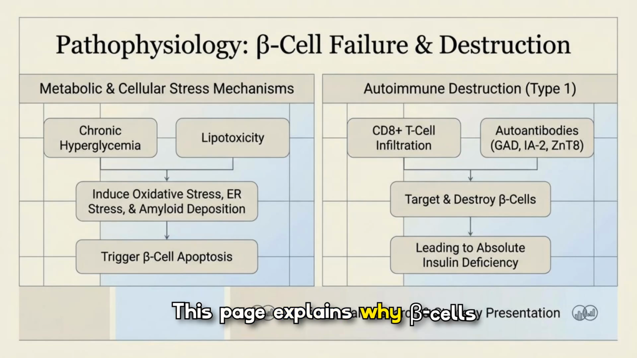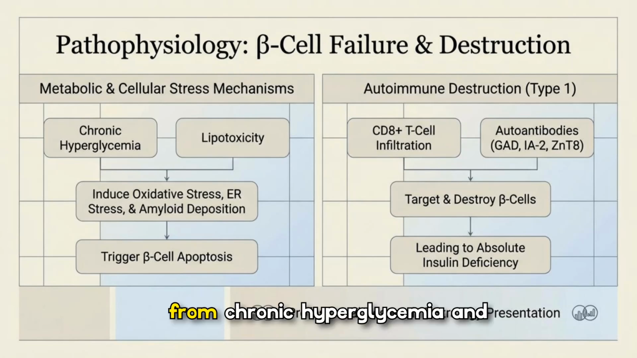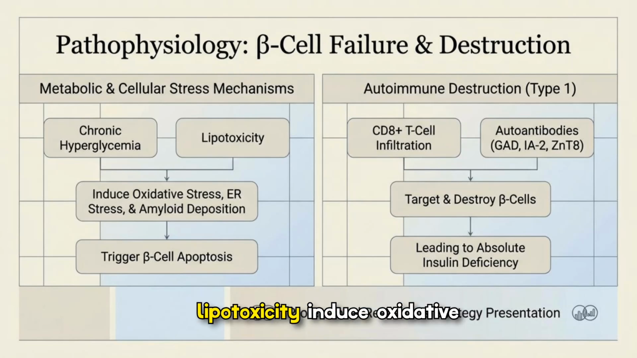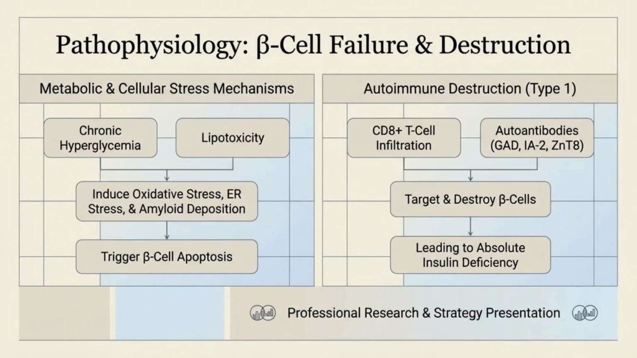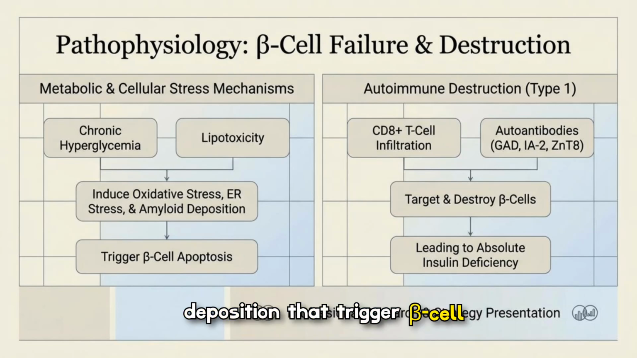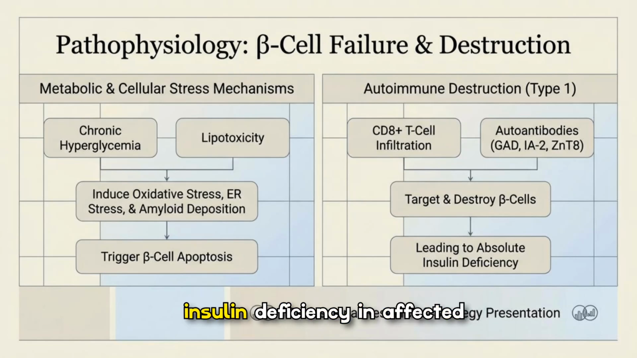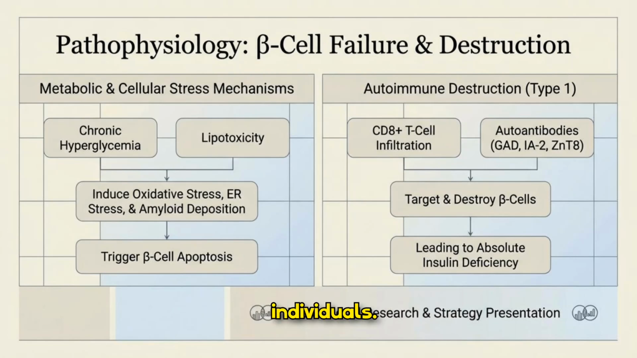This page explains why beta cells fail, showing two complementary pathways: metabolic and cellular stress from chronic hyperglycemia and lipotoxicity induce oxidative stress, ER stress, and amyloid deposition that trigger beta-cell apoptosis, while autoimmune destruction in type 1 involves CD8 plus T-cell infiltration and autoantibodies targeting beta cells, ultimately producing absolute insulin deficiency in affected individuals.